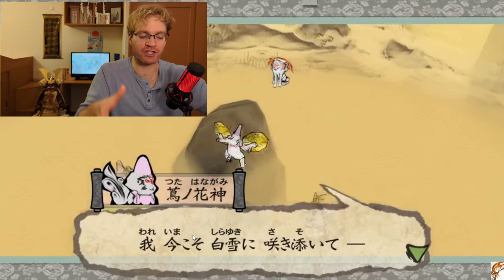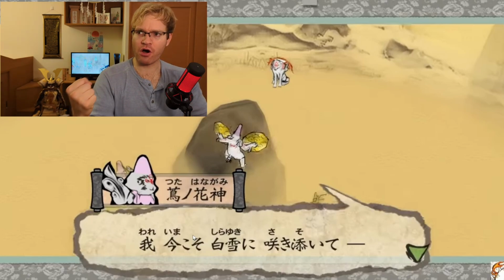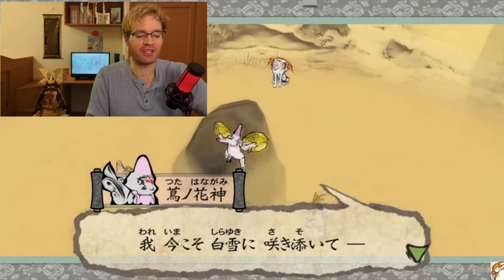The focus is on now. It's like now, here we go, right? So ima koso shirayuki ni sakisoite, okay? Shirayuki is a noun that's a combination of two parts. Shira just means white, and yuki means snow. So white snow. Ima koso, so now, white snow, ni, this is prepositional ni, again, in the white snow. Ware ima koso shirayuki ni, so I, now, in the white snow, sakisoite, okay?